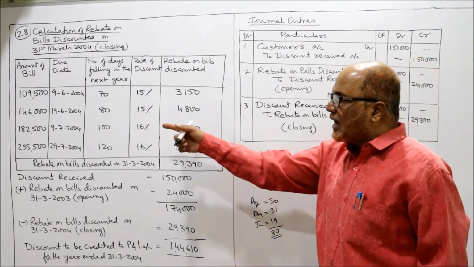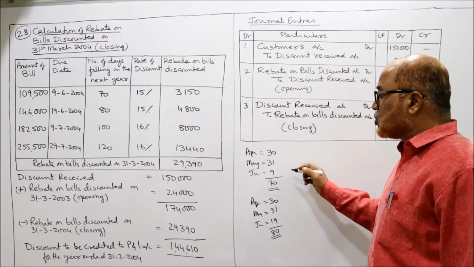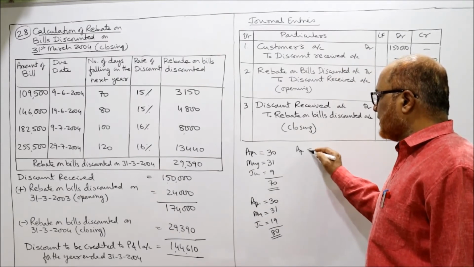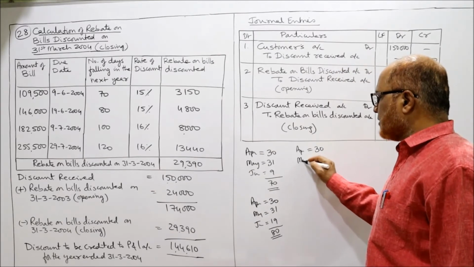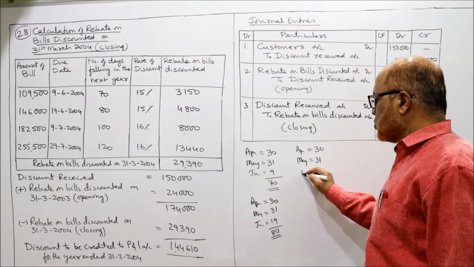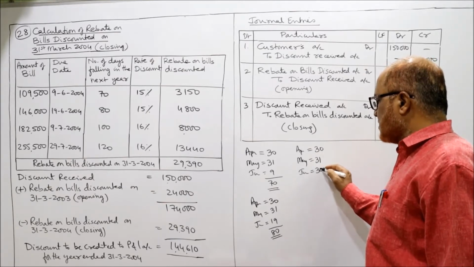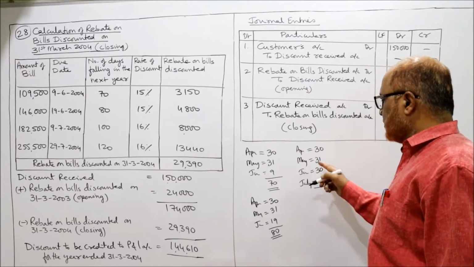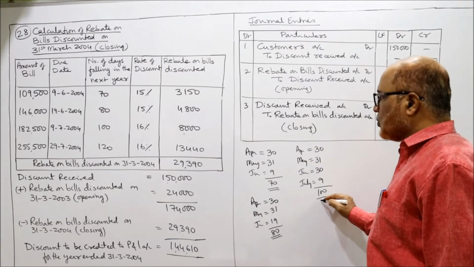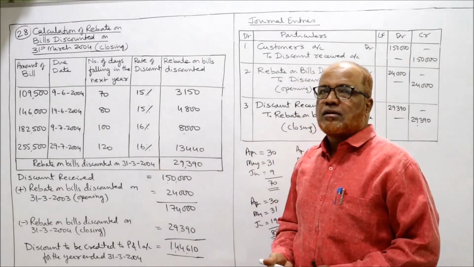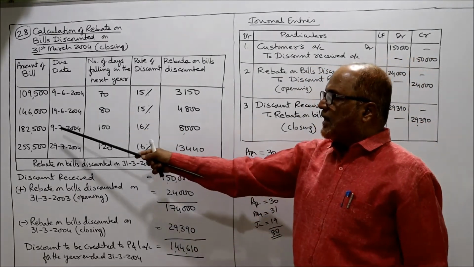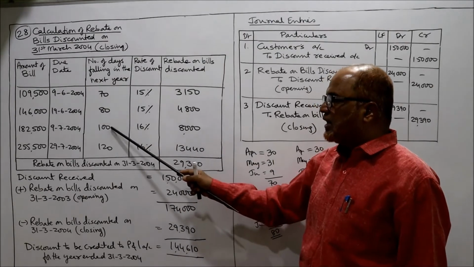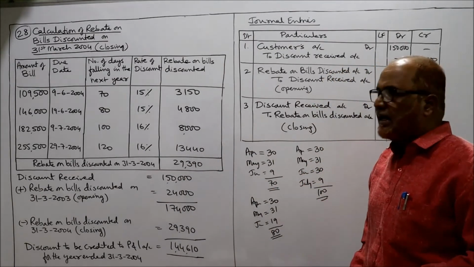Next bill, 9th July. So April 30 days, May 31 days, June 30 days, and July is 9. So 30, 90, 100 days. So 100 days we have to calculate. 1,82,500 into 16% into 100 by 365. You are going to get 8,000.